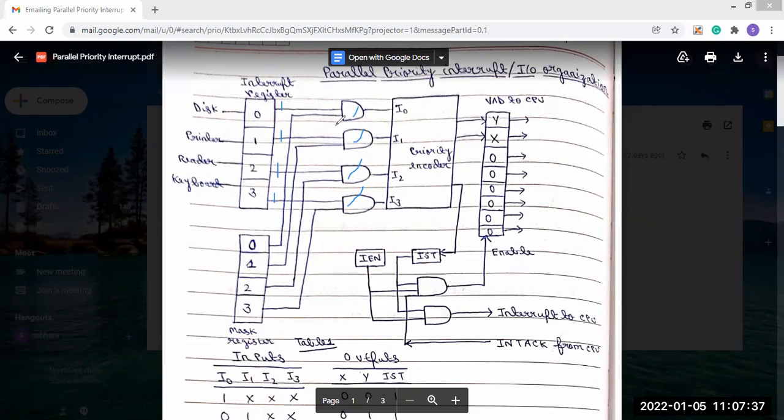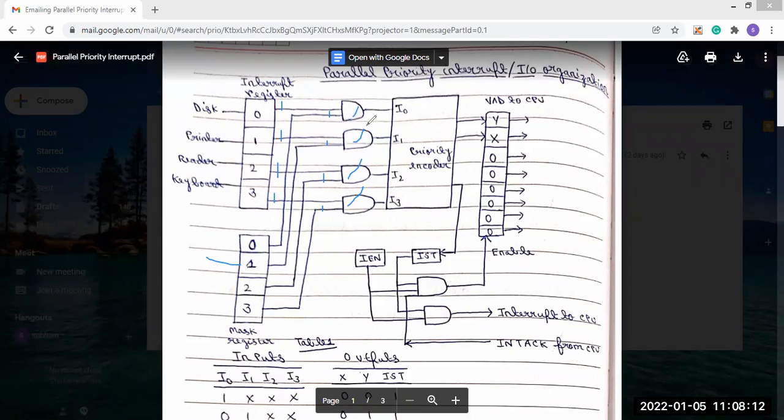The second input of all these AND gates will come from the mask register. This mask register value, initially we take as one. So initially, from here, the one will go there, this will also be one, this will also be one, and this will also be one, because initially the value will be one.